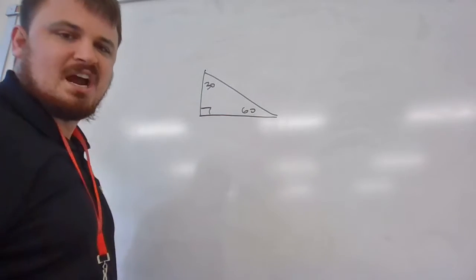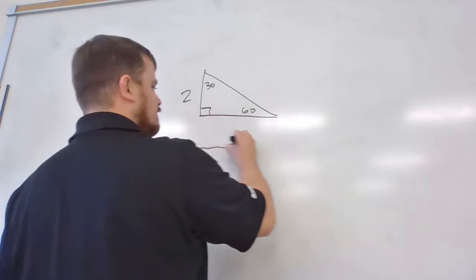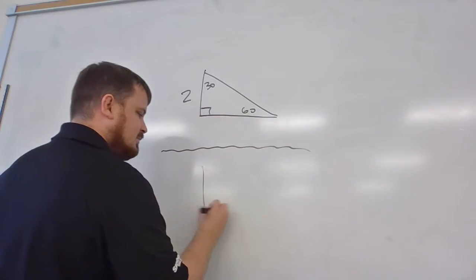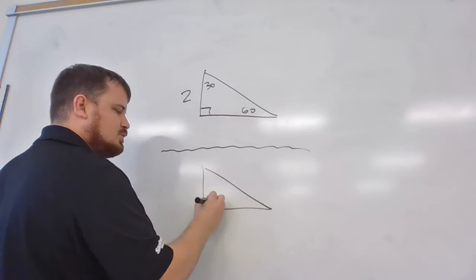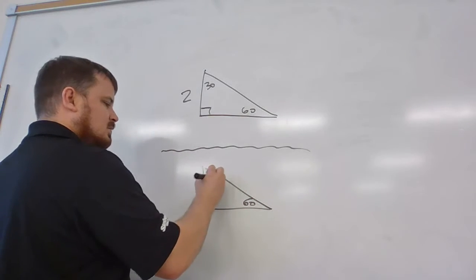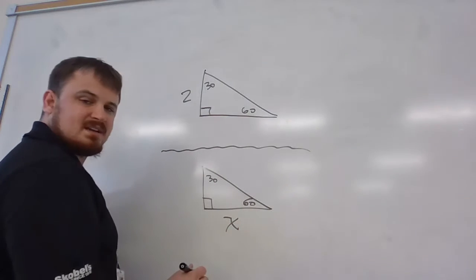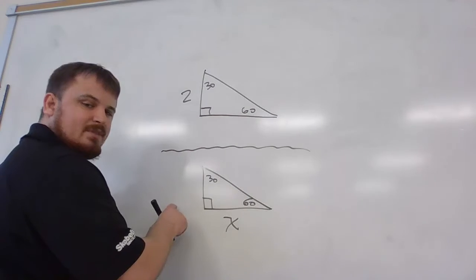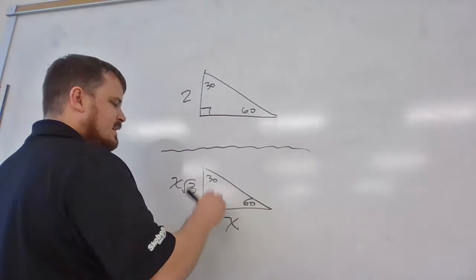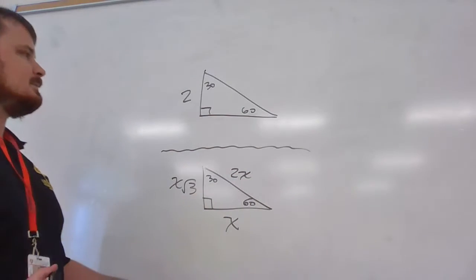Let's say we're doing a 30, 60, 90, and there's a 2 over here. Okay, now on 30, 60, 90, the generic format I want you to use: across from 30, we call this the short side. This will just be x. Across from 60, we call that the long side. That'll be x root 3. And across from 90, that will be 2x, okay?